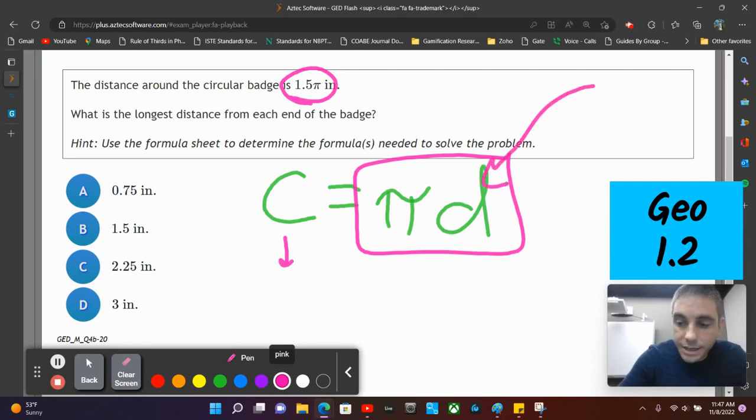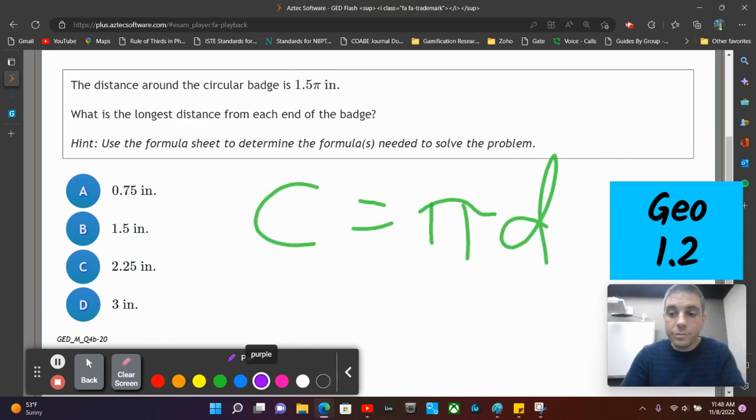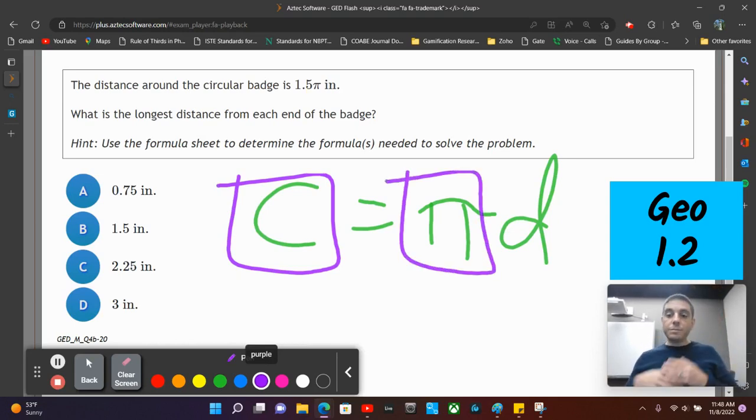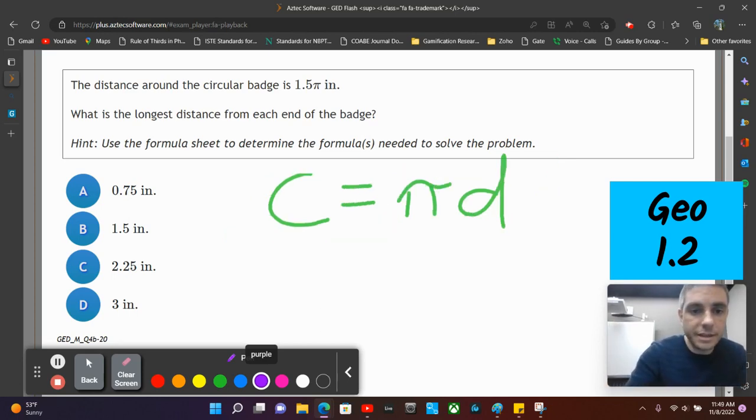So we're kind of working in reverse. We're ultimately going to be taking our circumference measurement and dividing it by pi. So rather than multiplying things to get my total circumference, I'm going to take my total circumference and divide it by something to get the other little component of it, in this case, diameter. Okay, so my circumference measurement is 1.5 times pi.